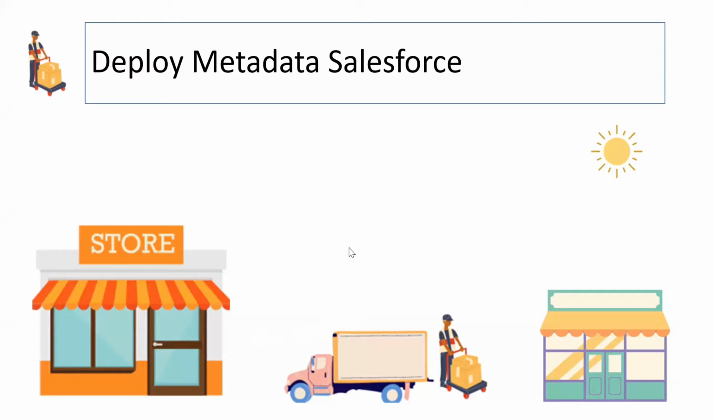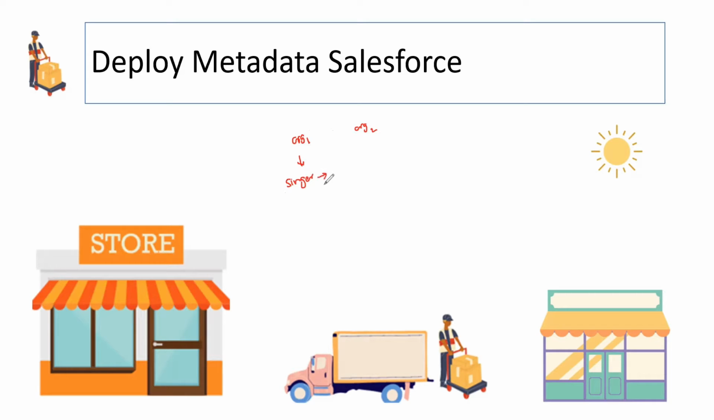As a part of this playlist, we have looked at how to retrieve the metadata from Salesforce. In this video, we'll be looking at how to deploy the metadata that we have retrieved from one sandbox into another sandbox. Our goal of this video is, from org1, we have downloaded an object called Singer object.